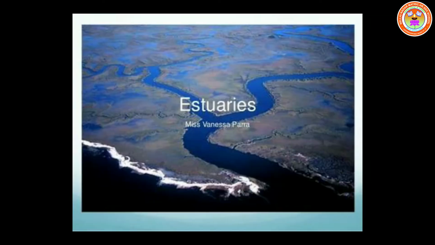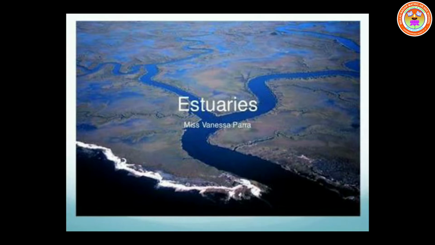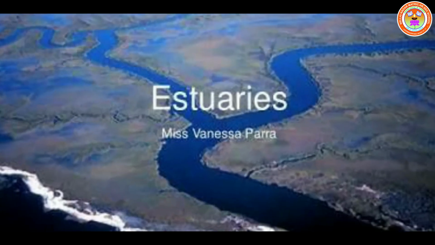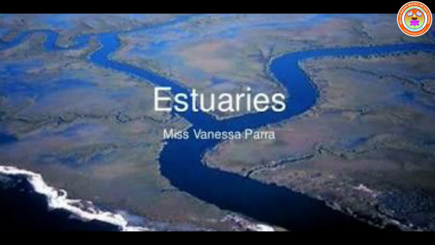estuaries. What is an estuary? It is formed where the rivers meet the sea. On the screen, you can see the estuaries, where the rivers meet the sea. Deposition of silt by the river is not possible here in the estuaries, like a delta, as the waves keep on eroding the deposits. Example, river Narmada and Tapti. So, what is an estuary? An estuary is formed where the rivers meet the seas.